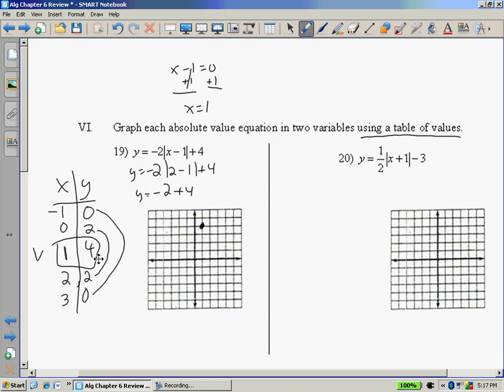And then let's graph the other ones in order. -1, 0. 0, 2. 2, 2. And 3, 0.